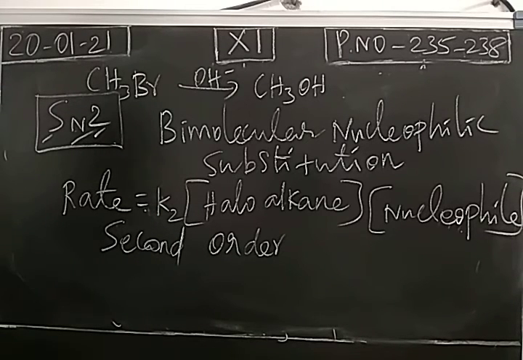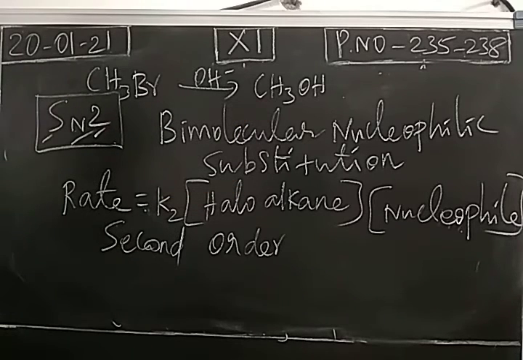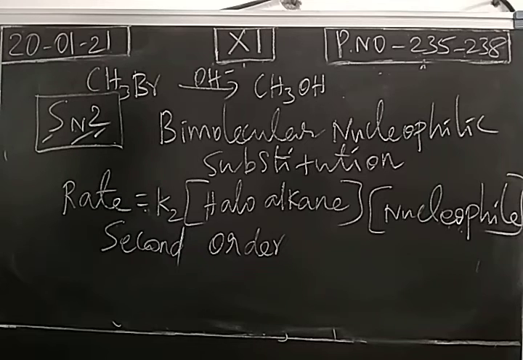So consider methyl bromide, it becomes methanol due to the nucleophile. There will be a substitution reaction. Its mechanism is bimolecular nucleophilic substitution reaction because the rate of this nucleophilic substitution reaction depends on the concentration of haloalkane and the concentration of nucleophile. To remove the proportionality, we introduce a rate constant K2. Why do we have to mention it as K2? It is following second order kinetics.